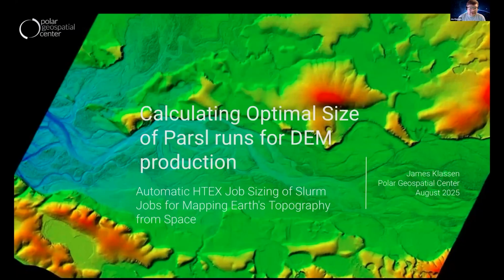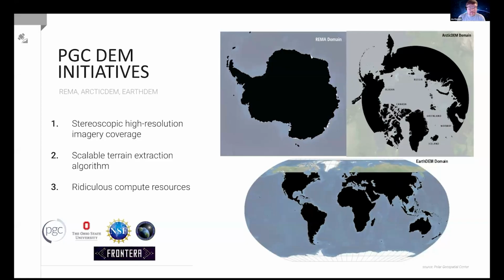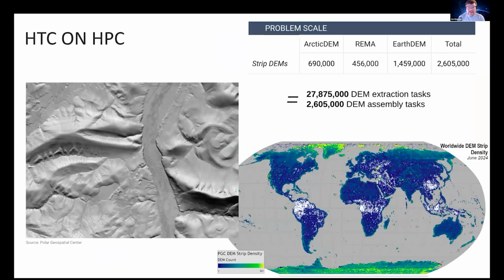We at the Polar Geospatial Center use Parsl, and our main goal here is producing digital elevation models of the Earth. We started out with Antarctica, then added the polar regions, and then added pretty much all the land area in between. We're using an algorithm called SETSUM that's scalable and does the terrain extraction. But this is obviously a lot of data. It requires a lot of compute resources.